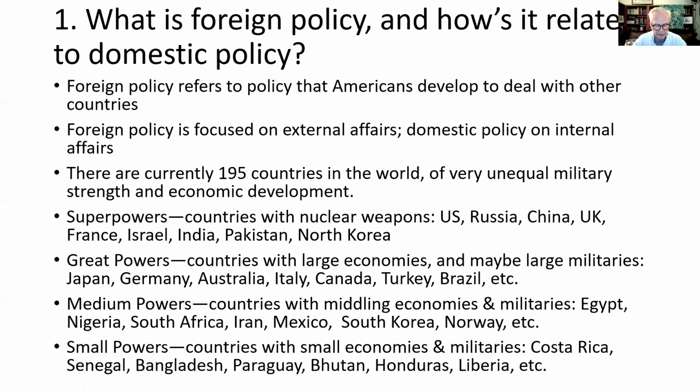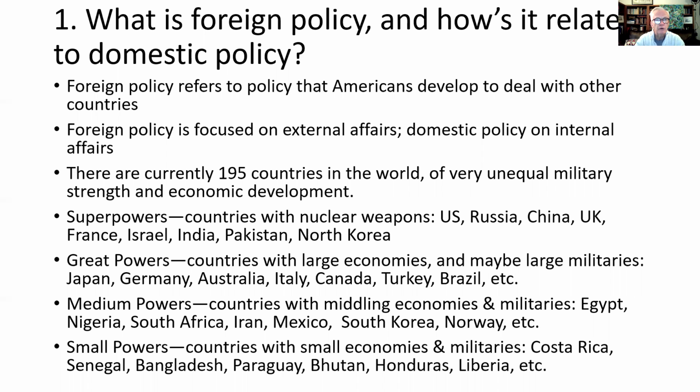There is another category of countries which we'll think of as great powers. These are countries that have large economies, and they may have a large military. They have influence around the world. They generally have a significant role in things like NATO or the United Nations. These are countries that may or may not have nuclear weapons.